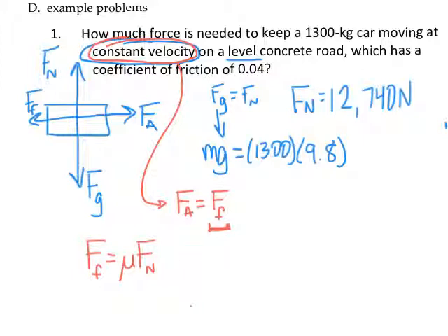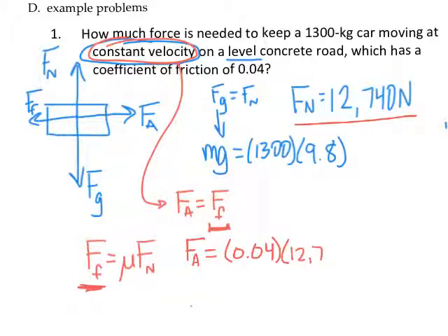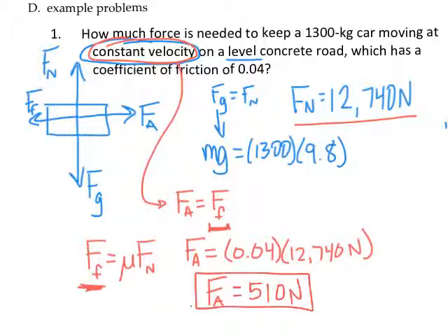So remember, applied force and frictional force are going to have the same magnitude, so I can put that number in at the beginning over here in my equation. The coefficient of friction given was 0.04, and then we found our normal force by finding the weight of the object, and that number was 12,740 newtons. So all we have to do is multiply those two numbers together, and we find that we would need an applied force of approximately 510 newtons to keep that car moving at a constant velocity.